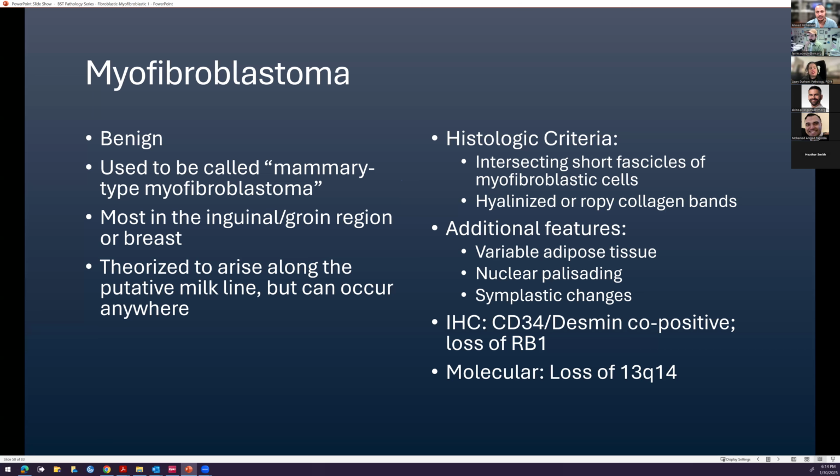And the reason for that is because molecularly you get loss of the short arm of, or sorry, the long arm of chromosome 13, right? So 13q14. That area includes RB1. So we don't actually know that it relates to loss of RB1, technically, that's causing this, but it's lost and we can use that as an adjunct.